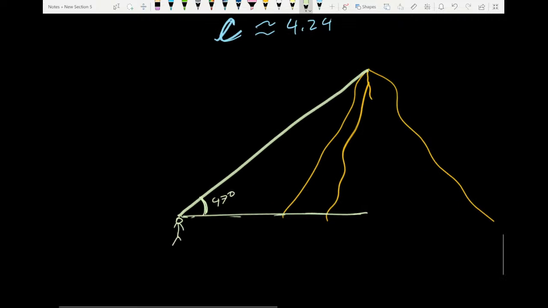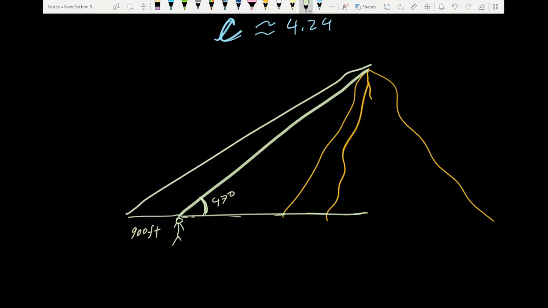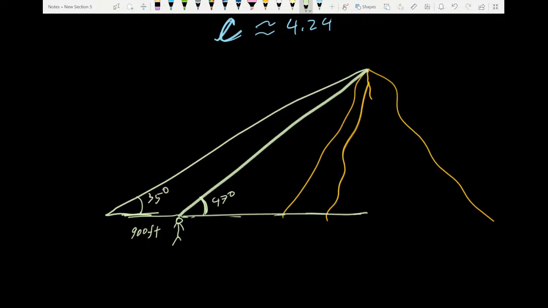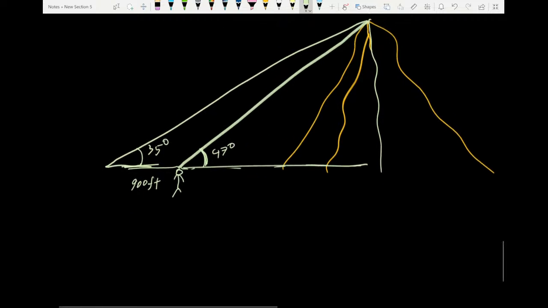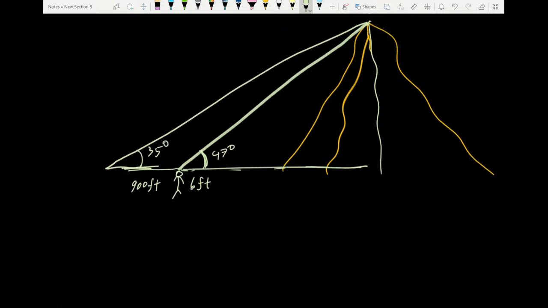And then what you do is you step back a little bit more, let's say 900 feet, and you measure the angle of elevation again. Why can I not draw a straight line right over here? And I get that to be 35 degrees. Using law of sines, I could easily find out the height of that triangle. It's super easy. Let's say you're 6 feet tall. Let's figure out the height of this mountain.